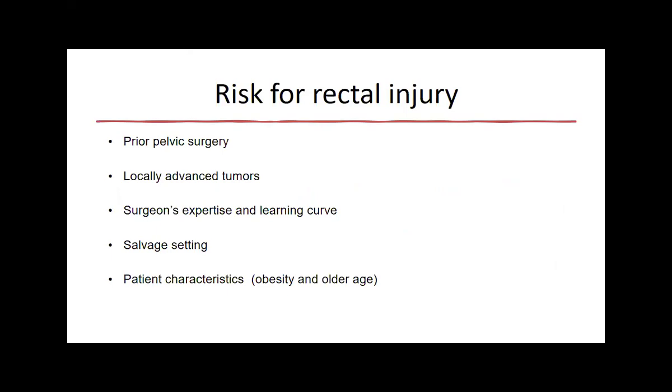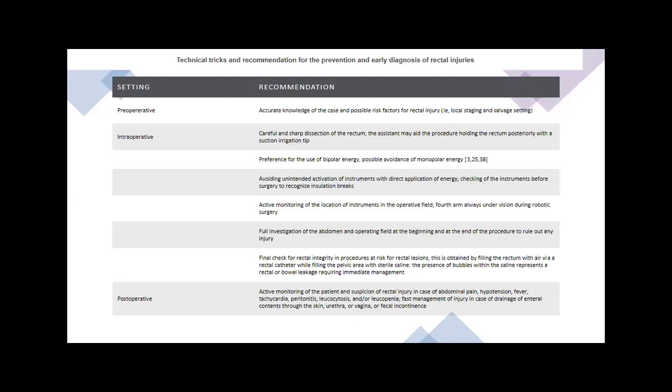Okay. So locally advanced tumor, surgeon expertise and patient characteristics may increase the risk of rectal injury. What can we do to decrease rectal injury? First, we need to assess the patient well preoperatively and see if there is infiltration to be anticipated, doing bowel preparation, doing the surgery adequately from the beginning. Intraoperatively, we need to visualize the field well. You need to have an assistant pulling the rectum away while you are dissecting posterior to the uterus. If there is injury, you need to detect it intraoperatively and repair.